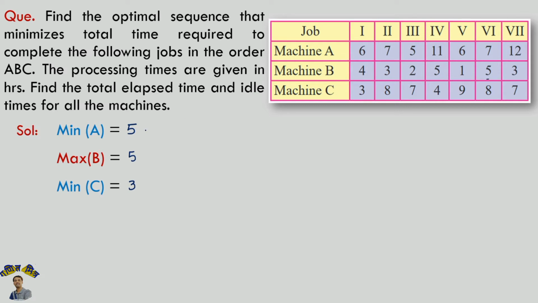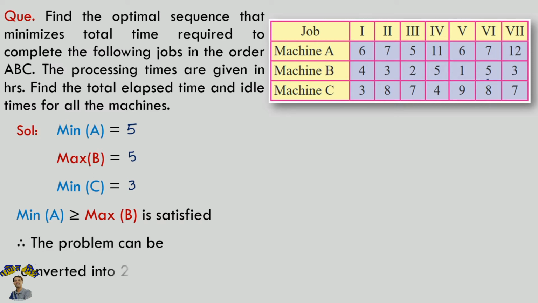Now we are going to verify that either of these two values is greater than or equal to this value. Okay, and we can see obviously the minimum of A, that is 5, is equal to the maximum of B. It satisfies this condition, minimum of A is greater than or equal to maximum of B. आता ऍक्च्युअली ती व्हॅल्यू इथे इक्वल आहे, पण आपण इथे कंडिशन लिहितो त्यामुळे ती ग्रेटर दॅन ओर इक्वल टू ही कंडिशन सॅटिस्फाय केली असं आपण लिहितोय. And therefore the problem can be converted into 2 machines.